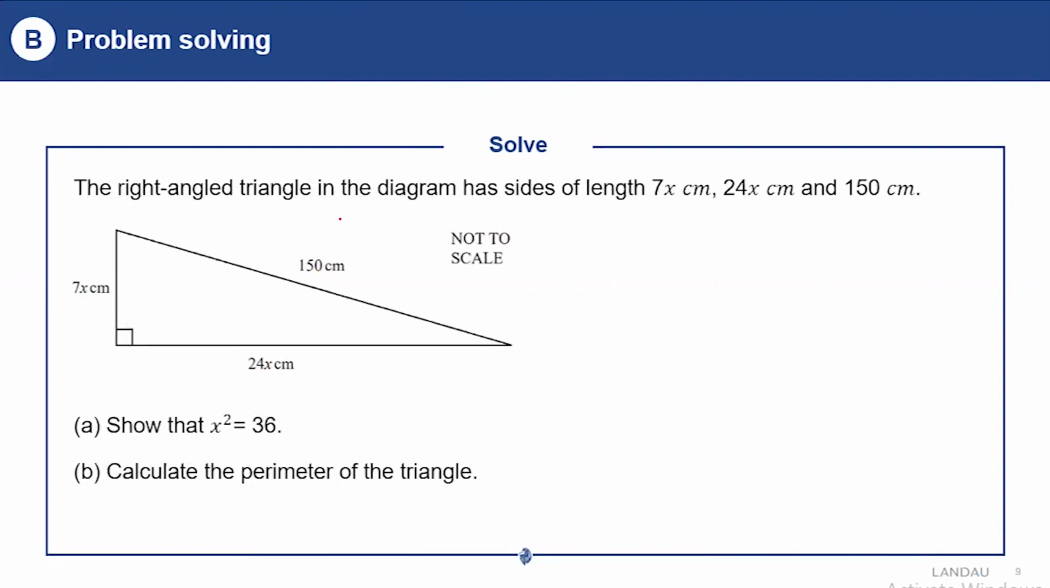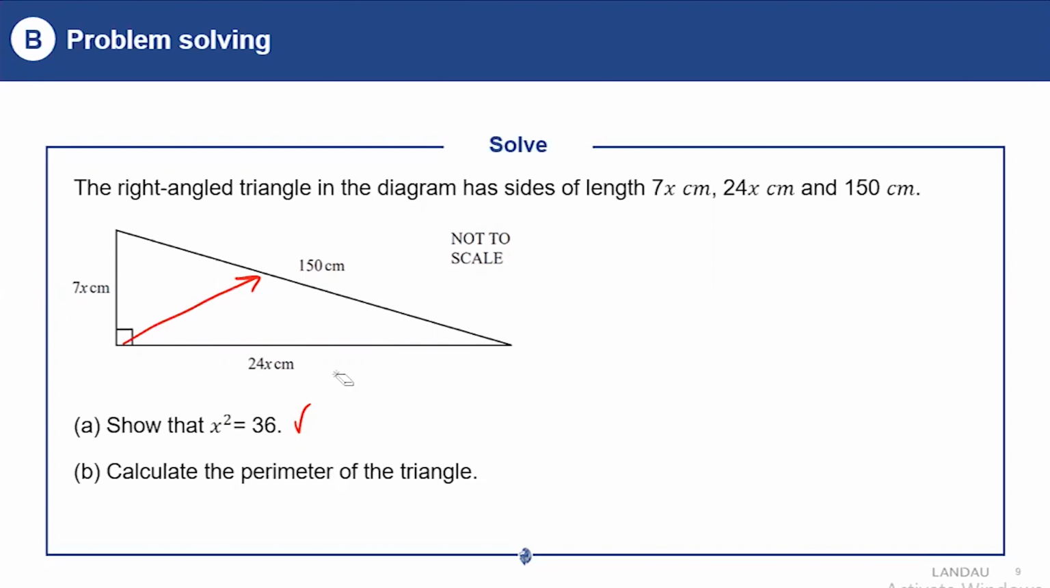But as you see in this question, the two sides of this right angle triangle are given with x. One of them is 7x, another one is 24x. But the hypotenuse is given with the exact value, which is 150 centimeters. It says show that x squared equals 36. Again, show that doesn't mean solution. We just show that this equation is correct.